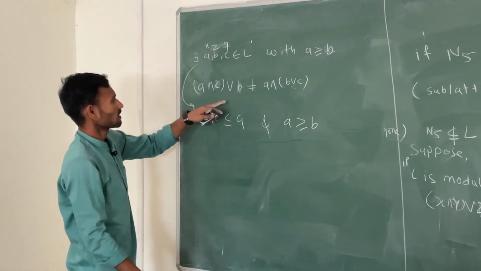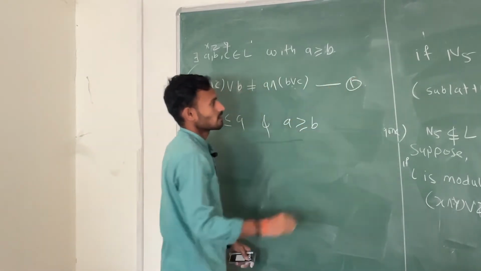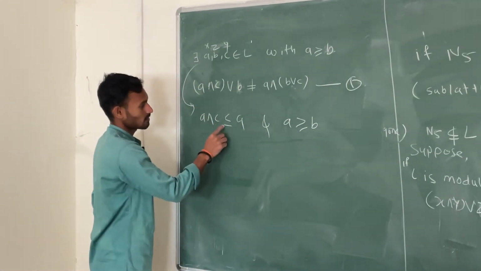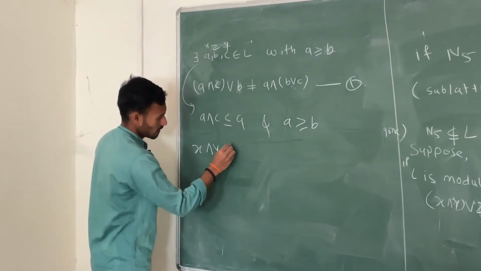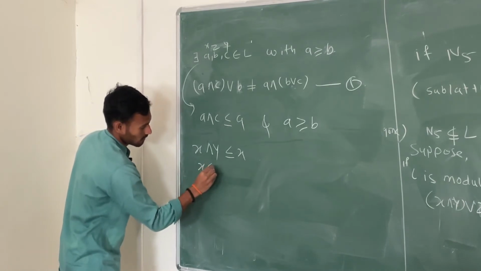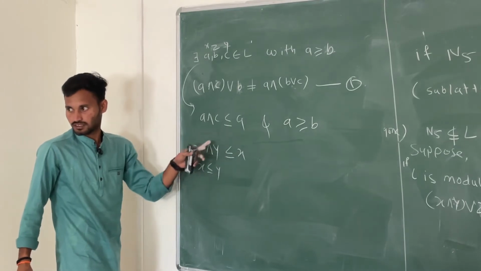That is correct. Let's give it a number. From this, A meet C... If we have X meet Y is less than or equal to X, then what we can say about X is less than or equal to Y. Okay. So from this it follows.